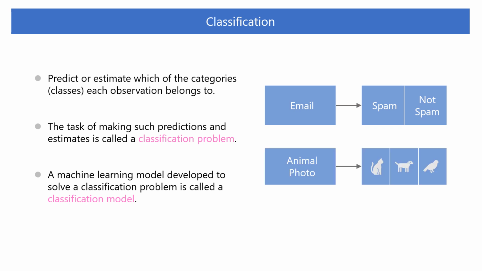As another example, the problem of estimating whether the animal in the photo is a dog, cat, or bird is also a classification problem. In this case, the classification model estimates which of these three categories the animal in the photo is.